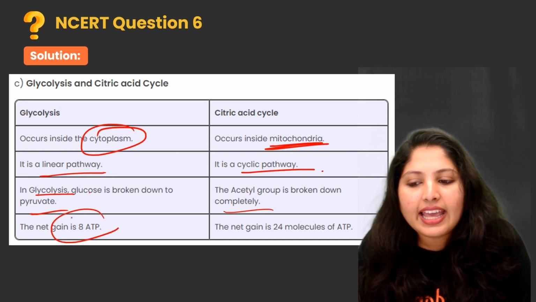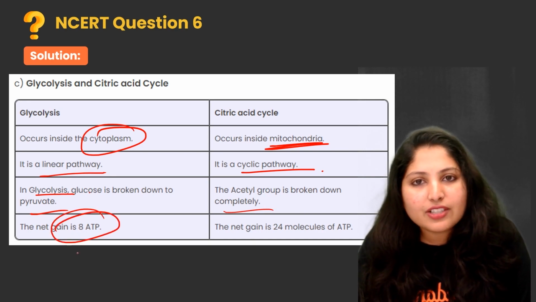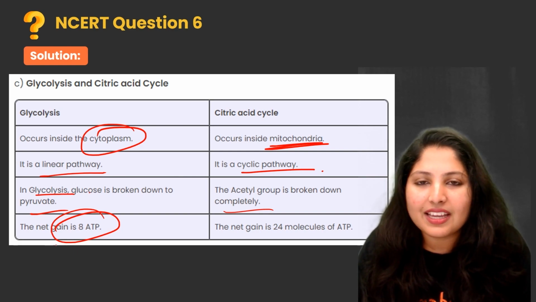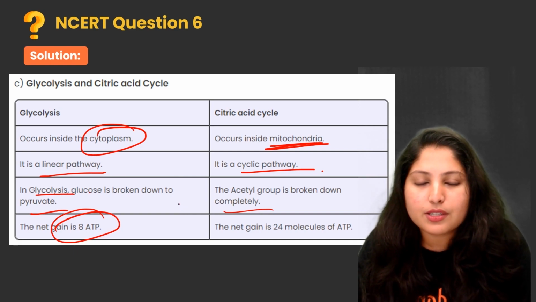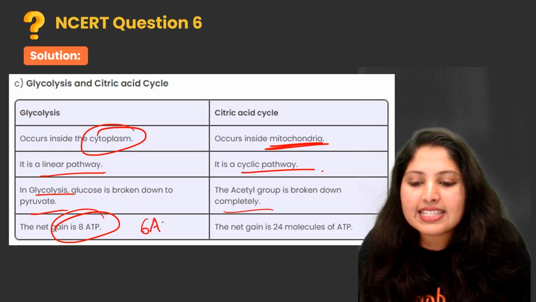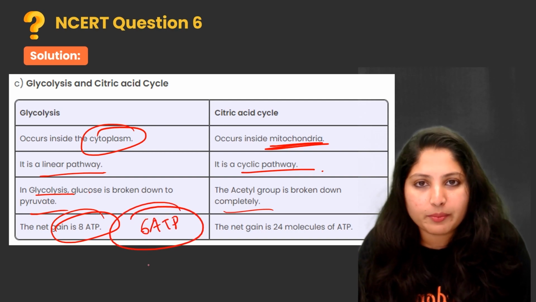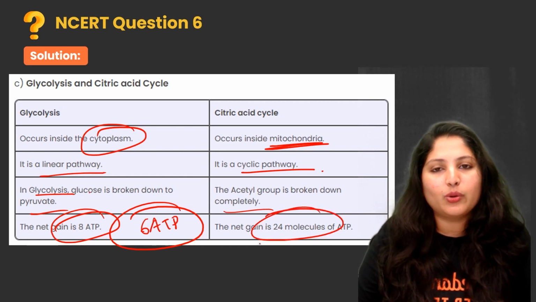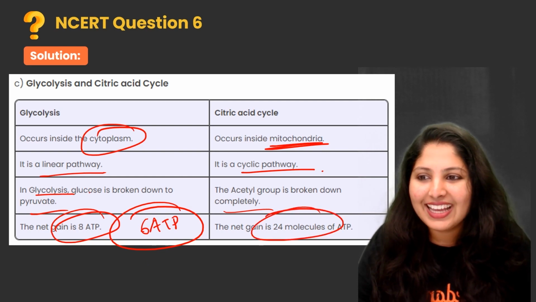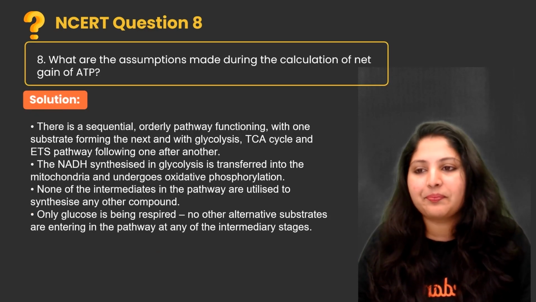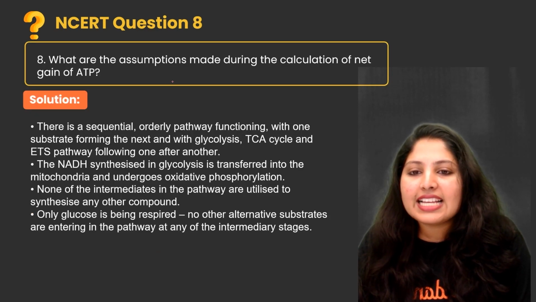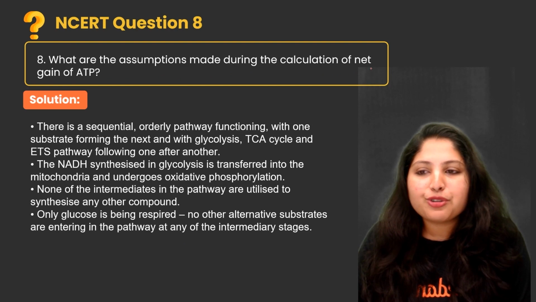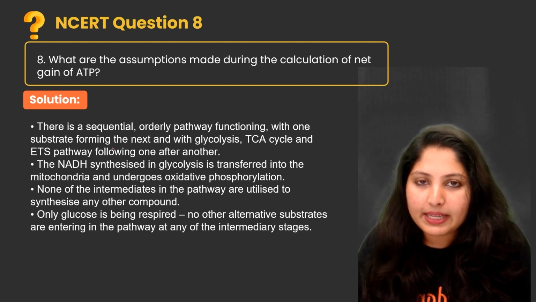In glycolysis only 8 ATP is produced, in which most of the ATP is utilized. That means 2 ATP is utilized and only 6 ATP is formed. But in the citric acid cycle, 24 ATP molecules are produced. Okay. Next question. What are the assumptions made during calculation of net gain of ATP?